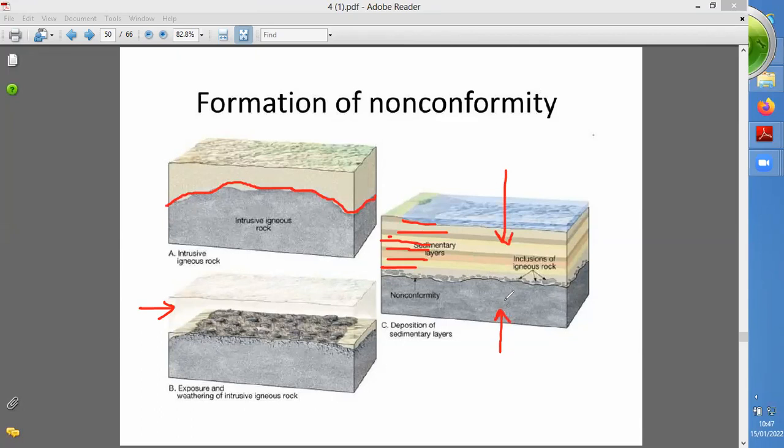Such two different series are formed, and the area which separates the younger and older rocks, this area, which is here, I have marked in the green color. This area is considered as a non-conformity.